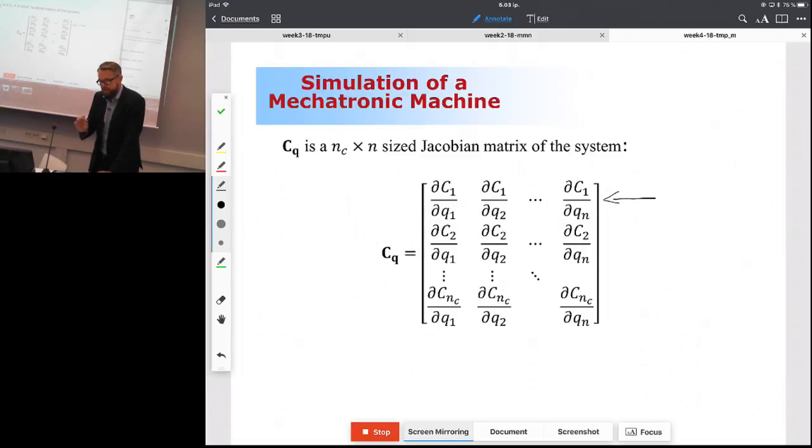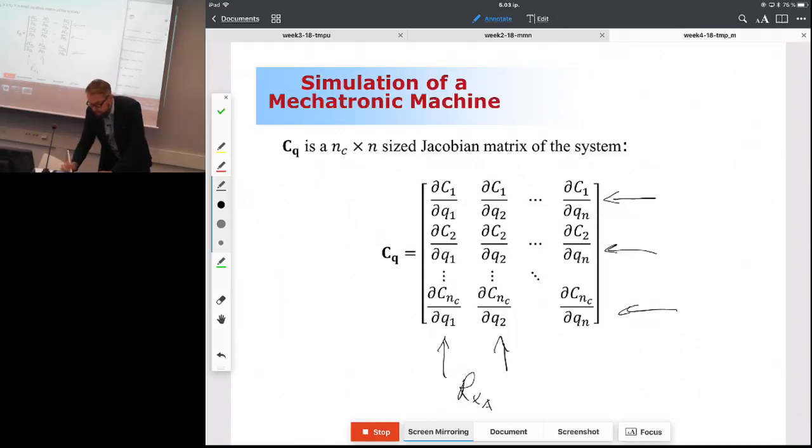Let's look at an example in a second. Then I have here the second constraint equation, and all the way to NC constraint equations. Columns correspond to the number of generalized coordinates. This is my first generalized coordinate, which typically is Rx of body A. This one here is the second generalized coordinate, which is Ry of body A, and so on and so on. This includes all the generalized coordinates.